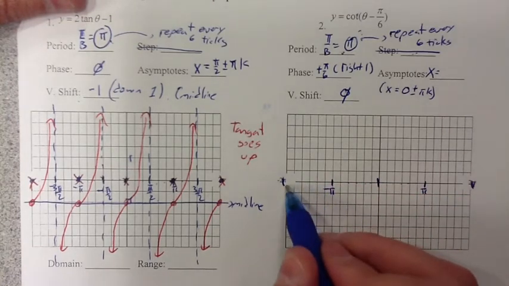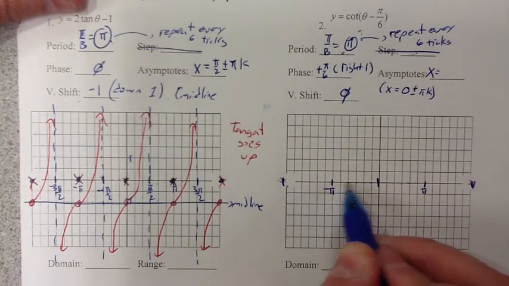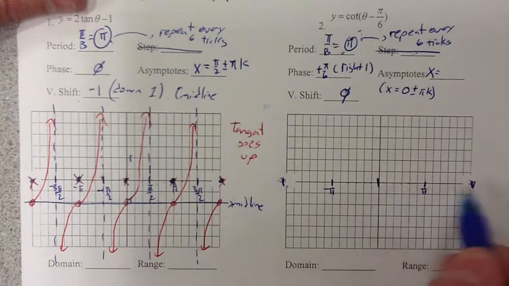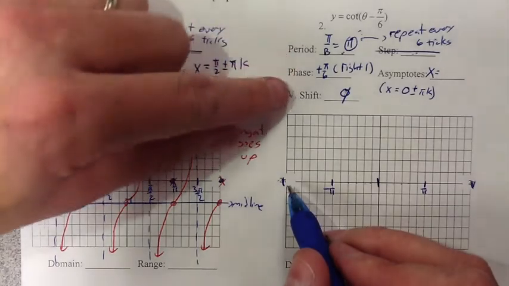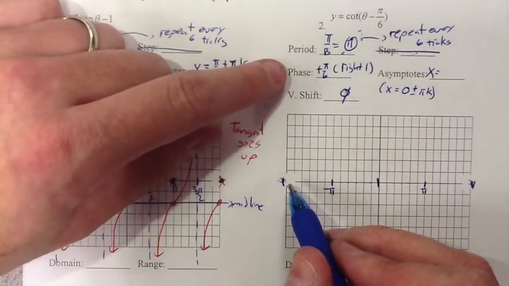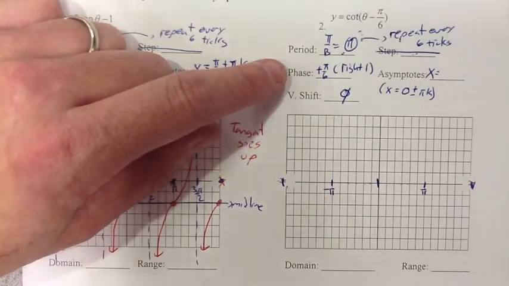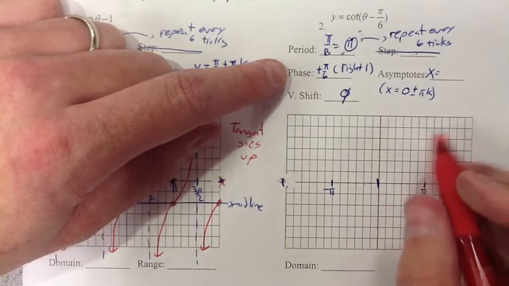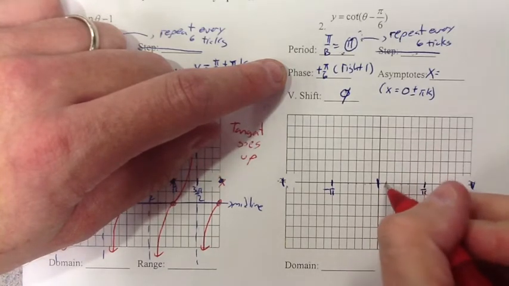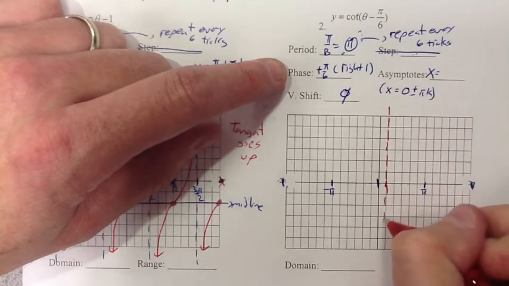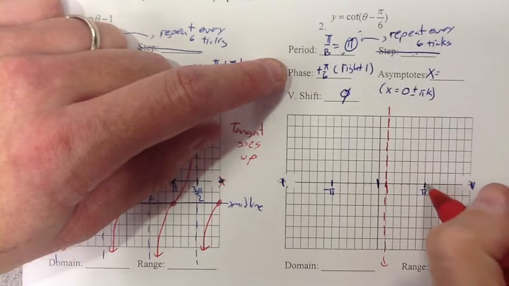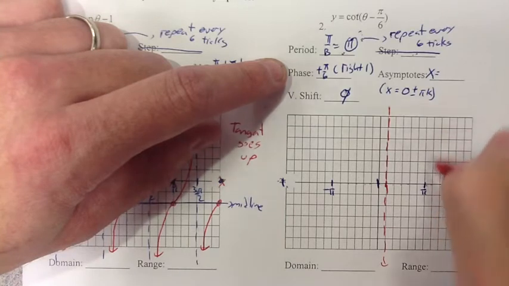Now, these are where the asymptotes are normally located: 0, pi, 2 pi, negative pi, negative 2 pi. But our phase shift is going to move our asymptotes to the right one tick. So knowing my asymptote at 0, my new asymptote comes over here at pi over 6. The one at pi, move it to the right one.